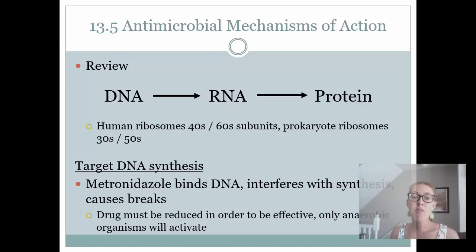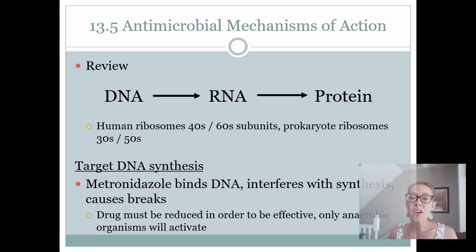So one of our groups of drugs that targets DNA synthesis is called metronidazole. It is going to bind to the DNA, and it's going to interfere with the synthesis, and it's ultimately going to lead to breaks in the bonds that hold the DNA together. Well, structurally, our DNA is the same as prokaryotic DNA. So, gosh, how do we achieve selective toxicity?